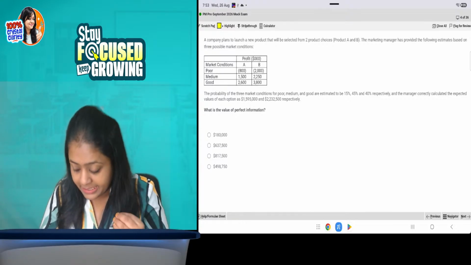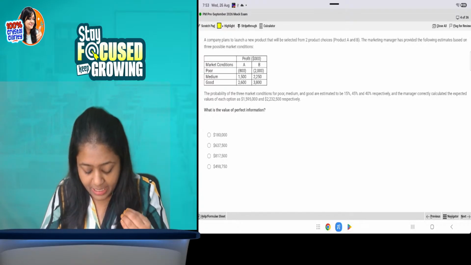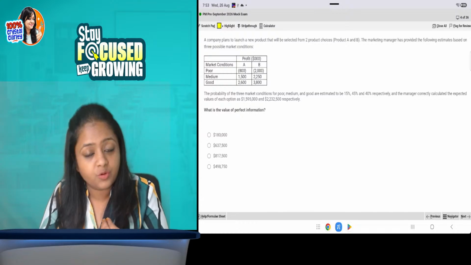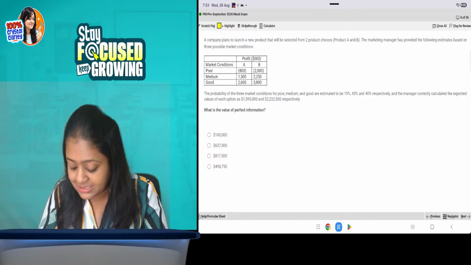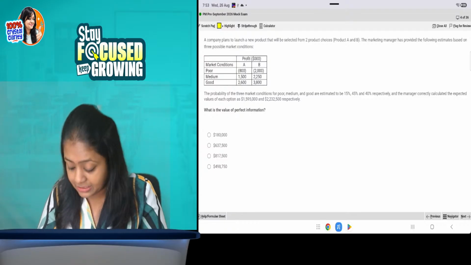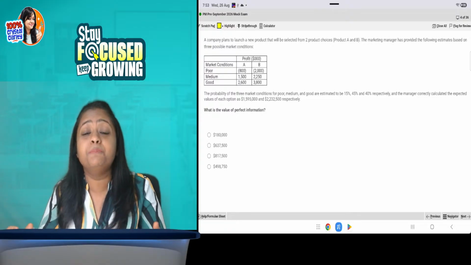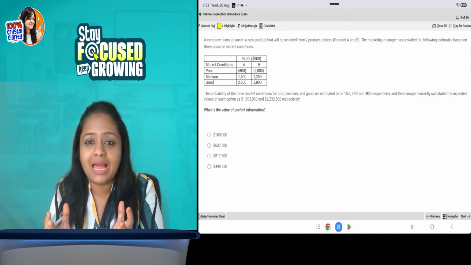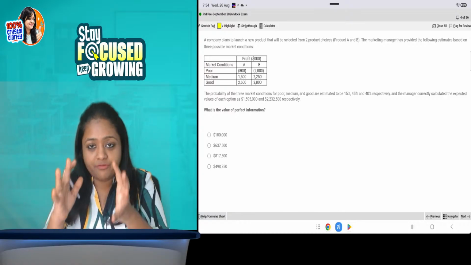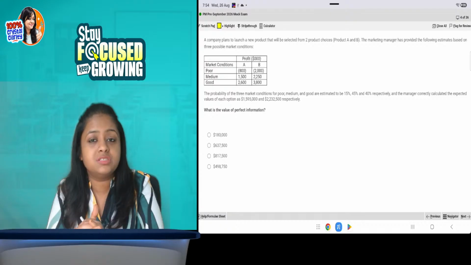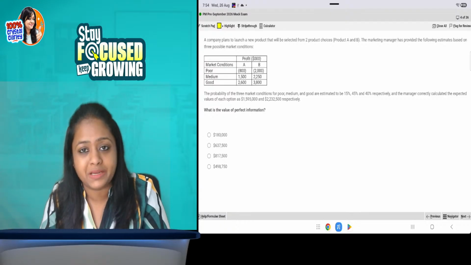The manager correctly calculated the expected values of each option as 1,595,000 and 2,232,500 respectively. Now what is this figure that the manager correctly calculated for each option? This is the figure of expected value with imperfect information, because how do we calculate normal expected value? For every product I will calculate the figure, then we will compare the two products' total expected value and we will choose the one that is giving you the highest expected value, right?